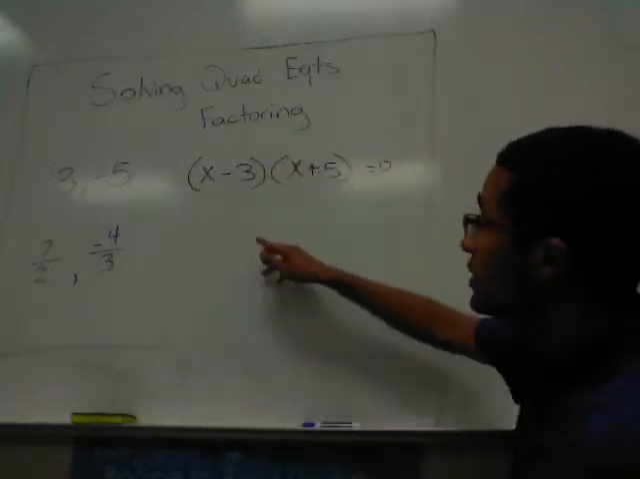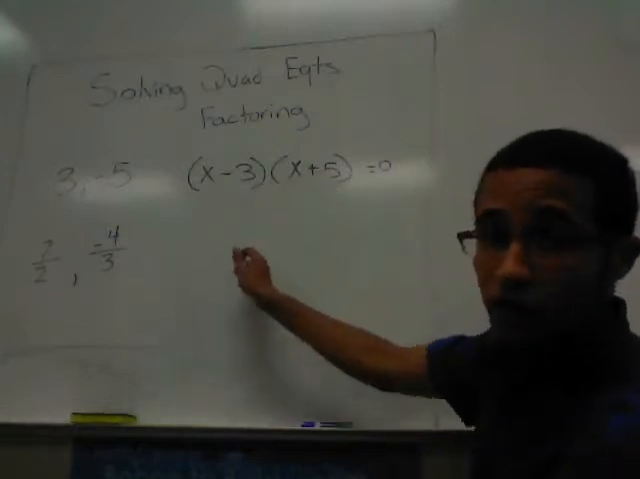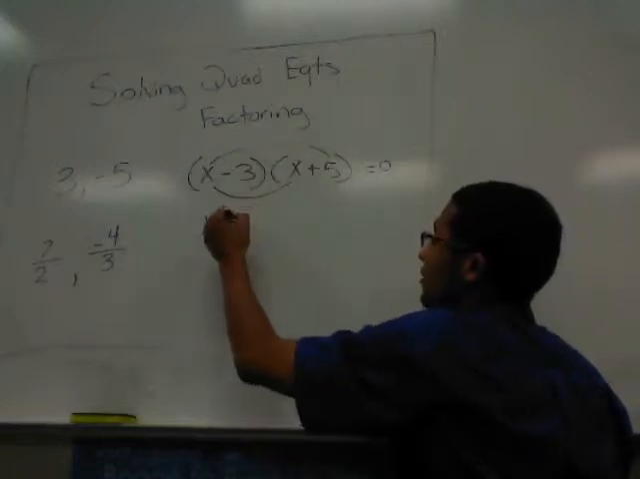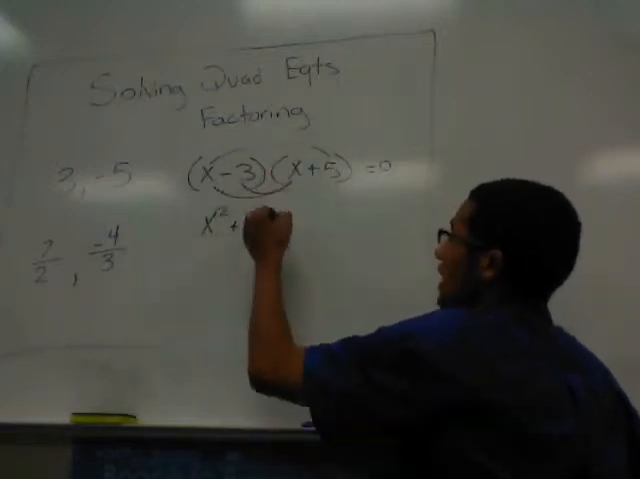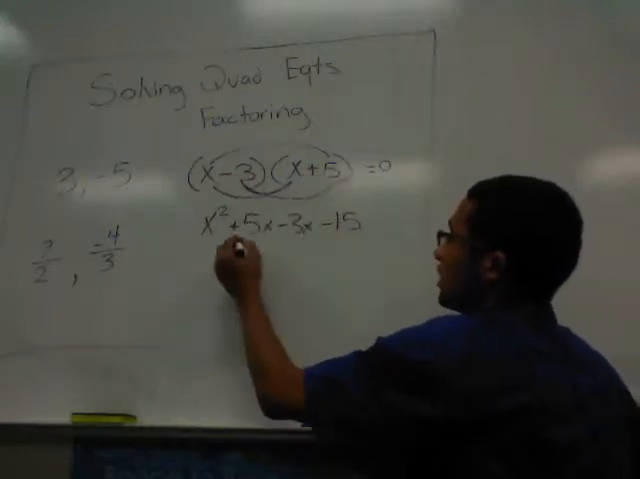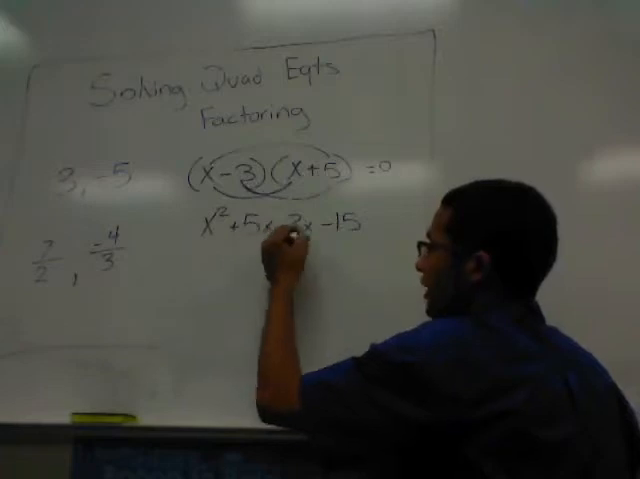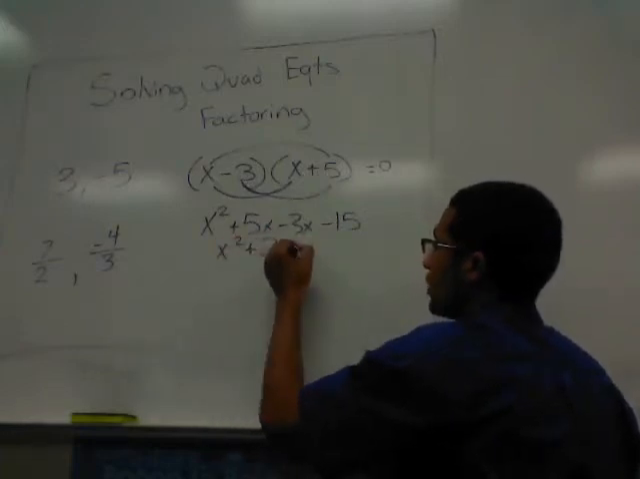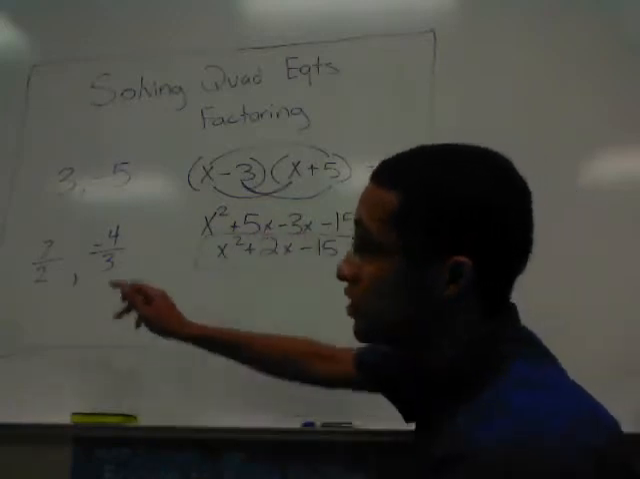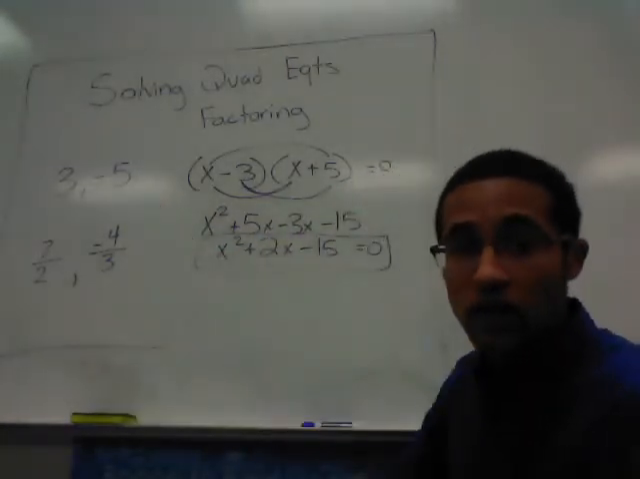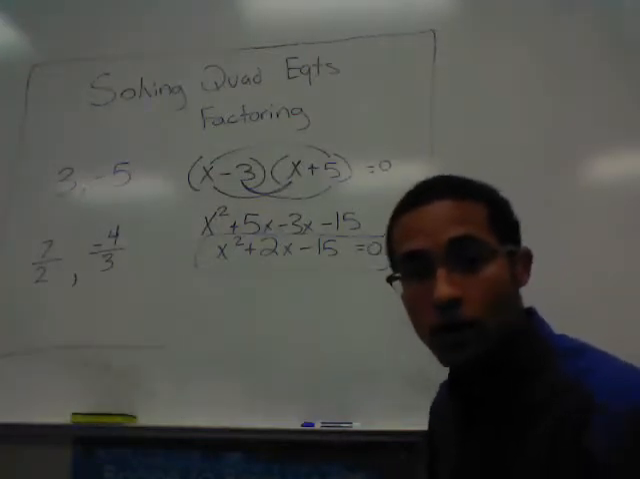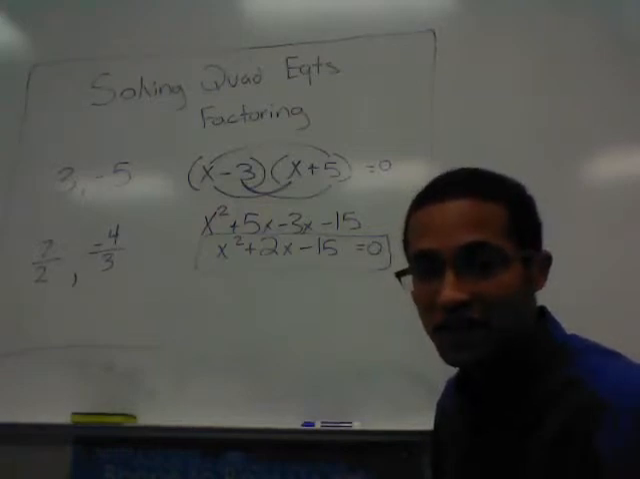So now all you got to do is multiply these two binomials by FOILing. So x times x is x squared, x times 5 is 5x, negative 3 times x is negative 3x, and negative 3 times 5 is negative 15. These come together in the middle because they're like terms. So x squared plus 2x minus 15 equals 0 is the equation that these two are a solution for. All right? Again, I know I went through that quick, but just rewind and listen to me again, and I will help you out. Repetition, that's the key.